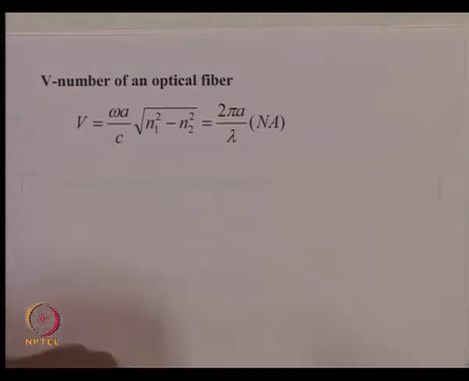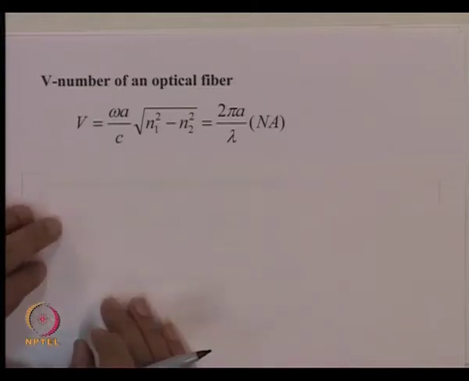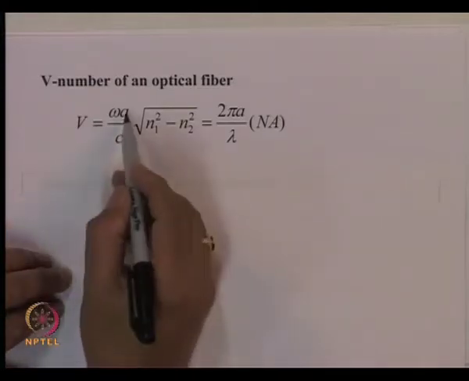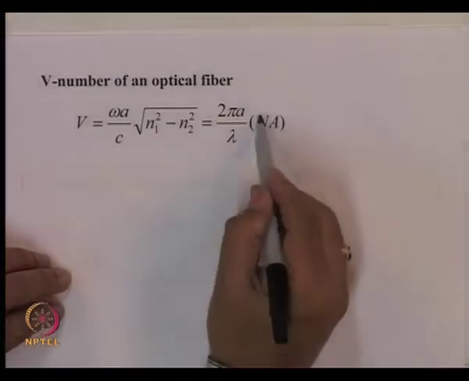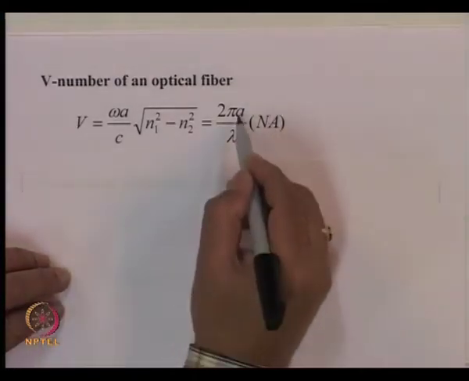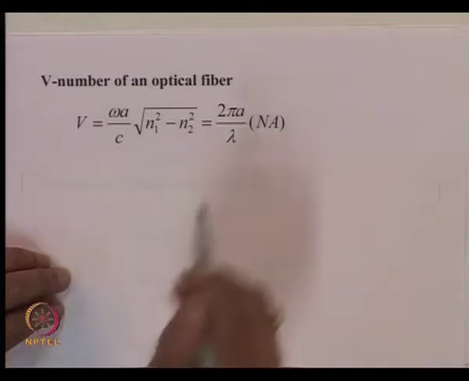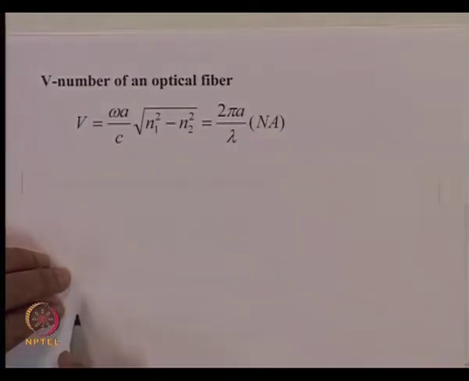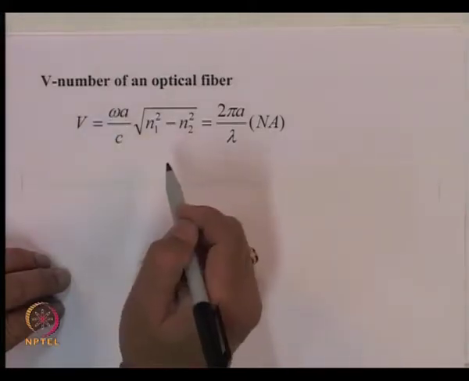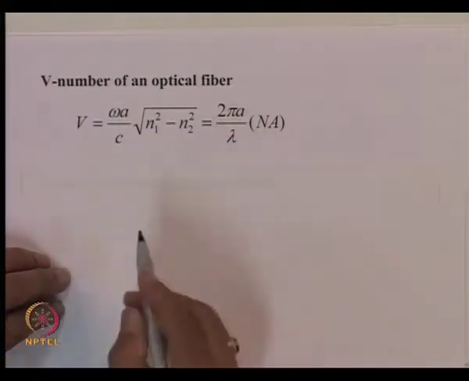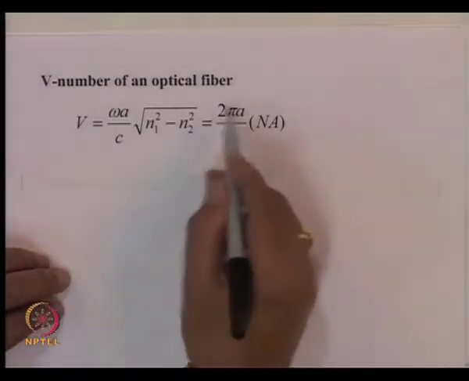So the V number is a more comprehensive parameter for the optical fiber because it has its radius included in this, it also has the numerical aperture included in this, and the radius is normalized with respect to the wavelength. Because if I write down this quantity here, omega is 2 pi into frequency, c upon frequency will be lambda. So you get a V number which essentially is given by this.